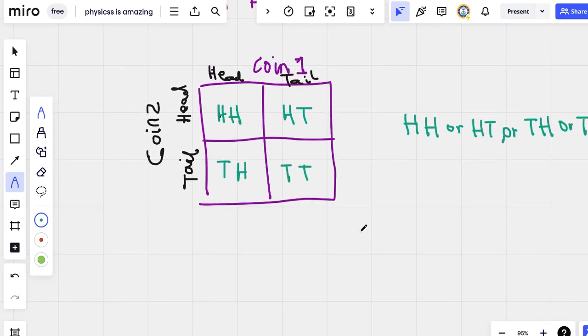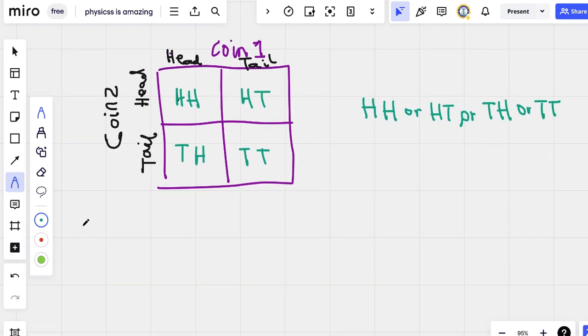Now, what's the B part of the question before we go to question 2, where we talk about the 3 coins? The B part of the question says calculate the probability of getting 2 heads. What's the probability of getting 2 heads? So I'll just write probability 2 heads, 2H. What's the probability of getting 2 heads?